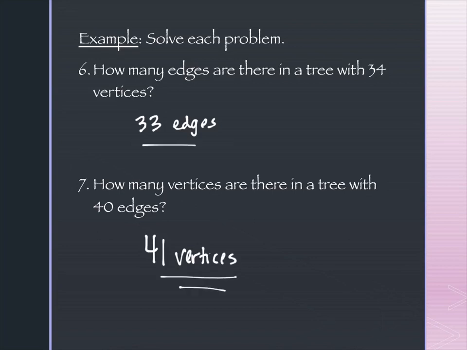Okay, so these two are simple. They just go back and forth. There is a condition here you need to be aware of. This is only true if it's a tree. In just any general graph, this is not true at all. It's because it's a tree.